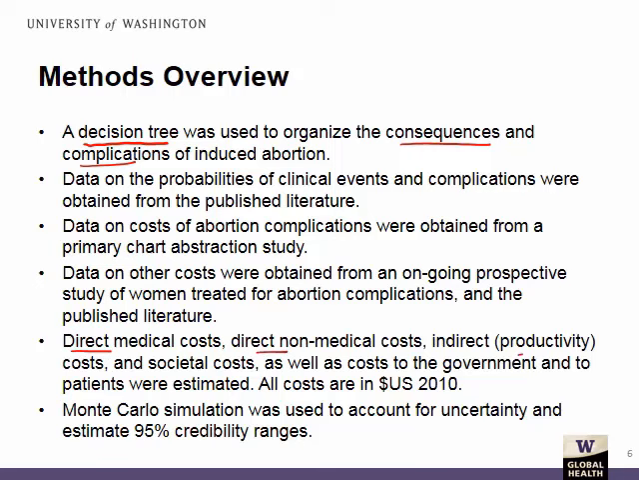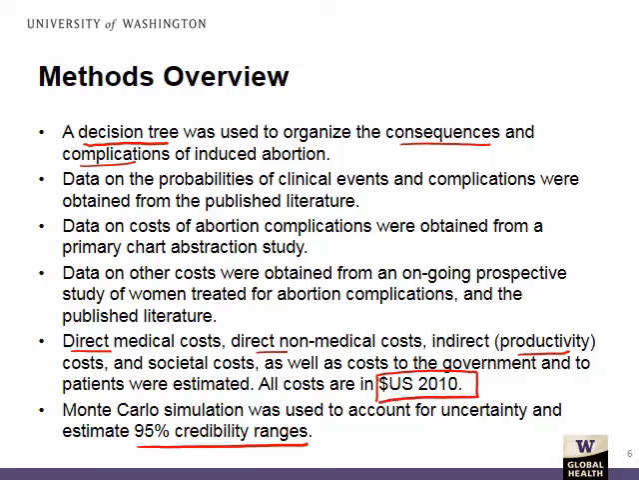And we also did it from the perspective both of the government and of the society. So we wanted to estimate uncertainty. We wanted to see what the uncertainty around the different estimates would be. And we decided to do a Monte Carlo simulation and estimate 95% credibility ranges using this method. And as we saw in week 3, you need to report costs in a standard year, and our year of reference for this study was 2010 US dollars.